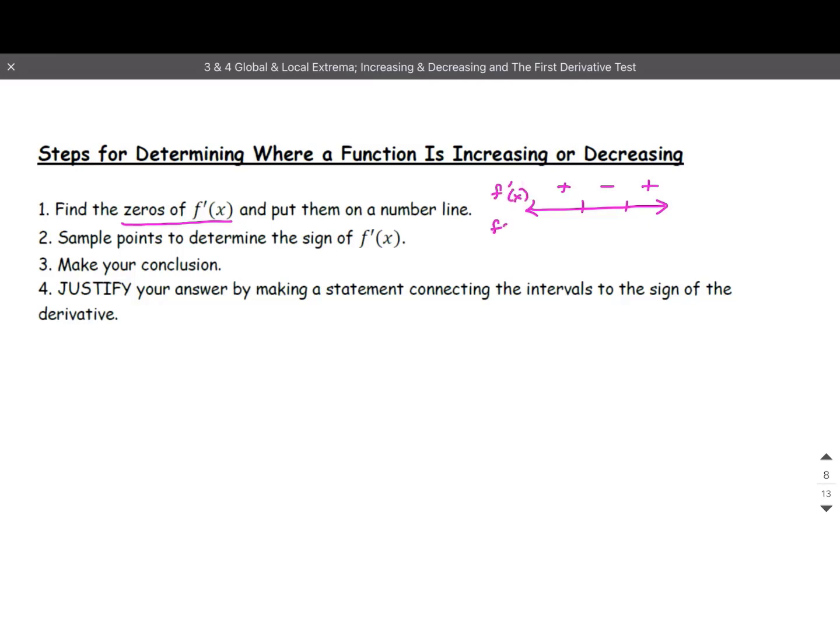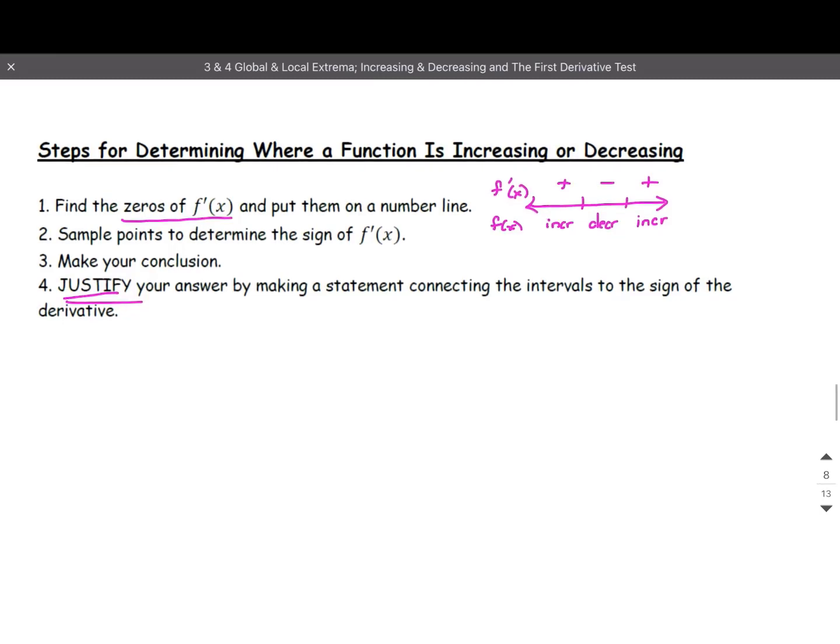We're going to label it. If the derivative is positive, then our function is increasing. If the derivative is negative, our function is decreasing. Then we make our conclusion. Were we supposed to state when it was increasing or when it was decreasing? What were we finding? And justify your answer by making a statement connecting the intervals to the sign of the derivative. So you have to say f of x is increasing on this interval because f prime of x is greater than or equal to 0 if you're doing increasing, or f prime of x is less than or equal to 0 if you're doing decreasing.